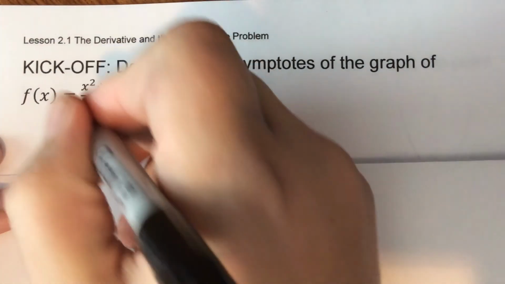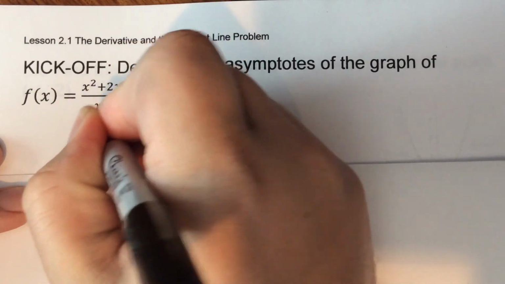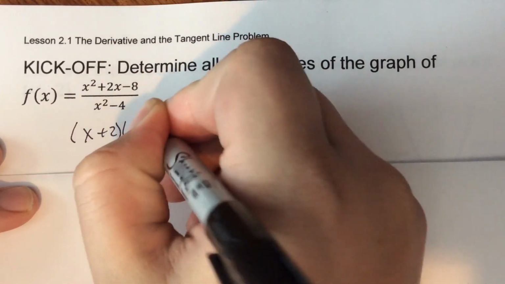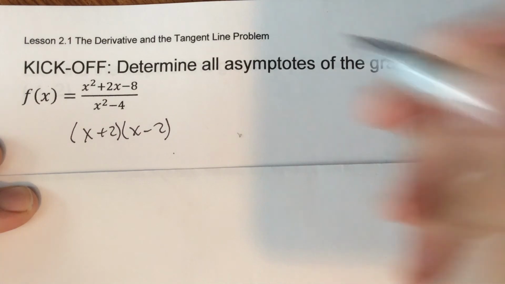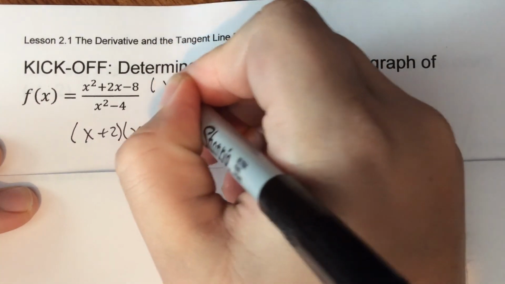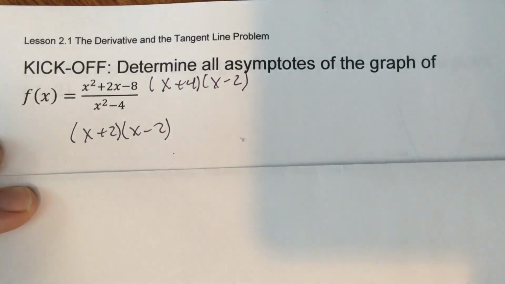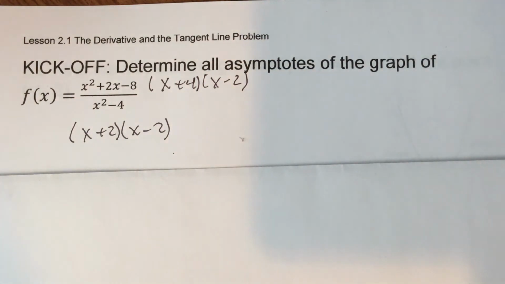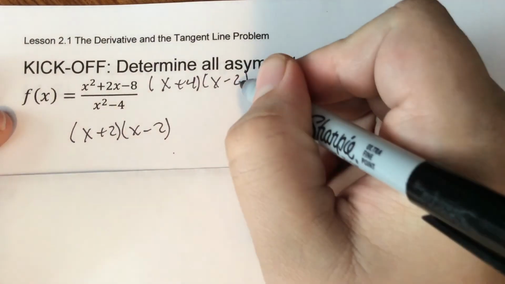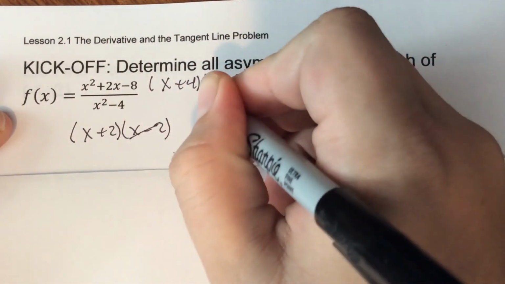So we're going to factor that out. So we're going to be x plus 2, x minus 2. Now, we still need to factor the top, which will go to x plus 4, x minus 2. Because for it to be a vertical asymptote, it won't cancel with anything on top. So here, though, we do have the same factor. So those would cancel out.